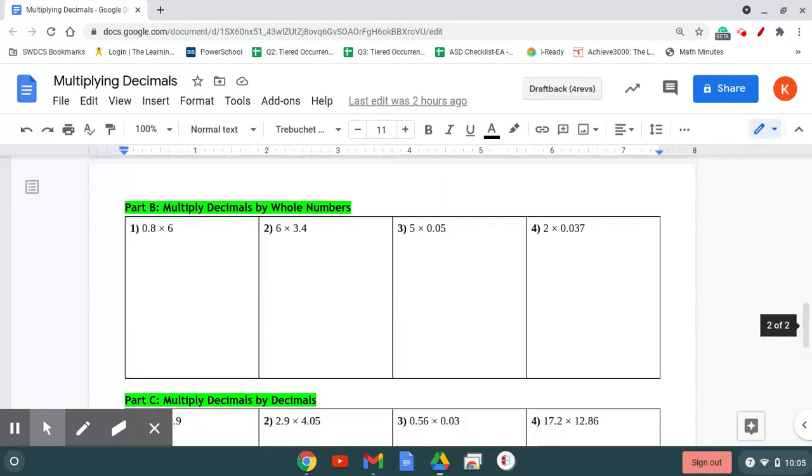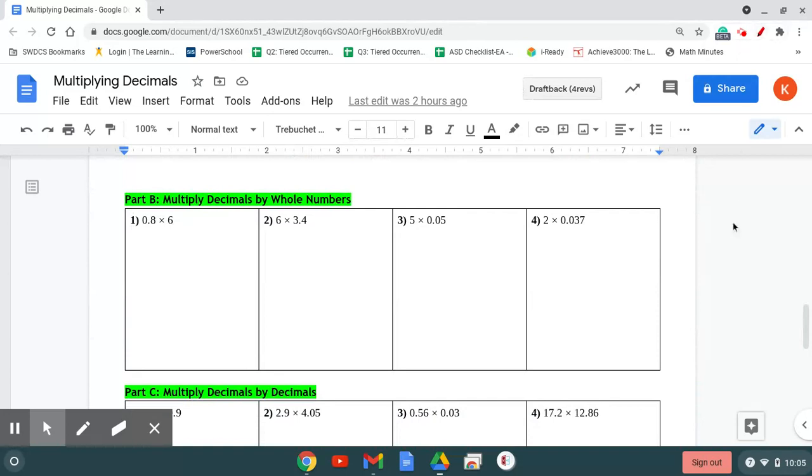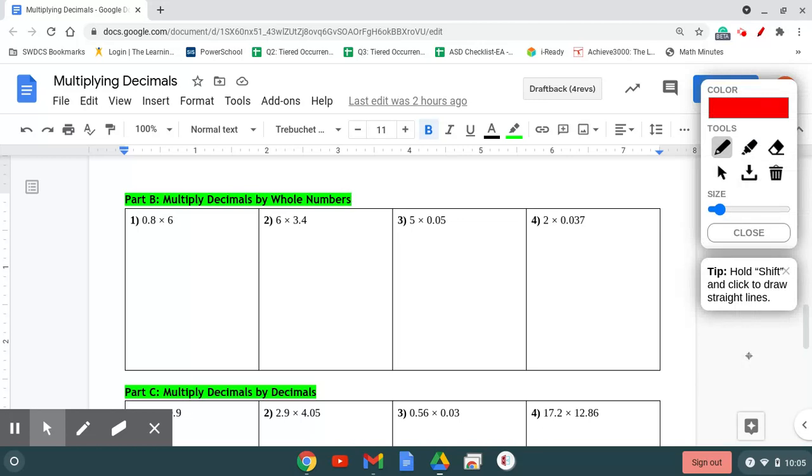So if we look at number 1, the decimal that has the most digits goes on top. So number 1, we have 0.8 times 6. Well, which number has the most digits? 0.8 has 2, and 6 has 1. So the one with the most digits is 0.8. So 0.8 is going to go on top. So write this down. 0.8 times 6.